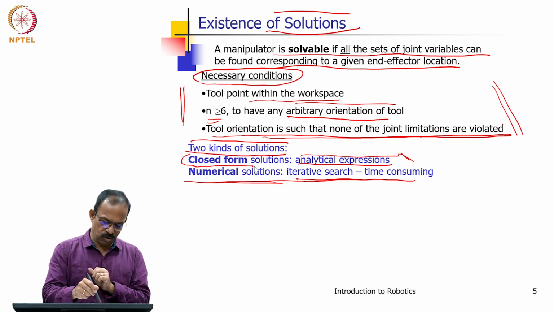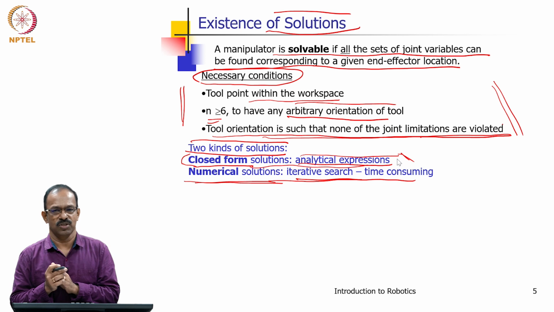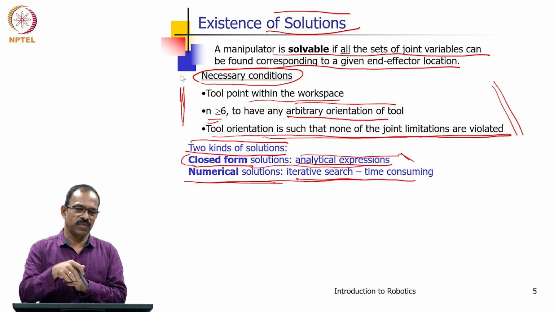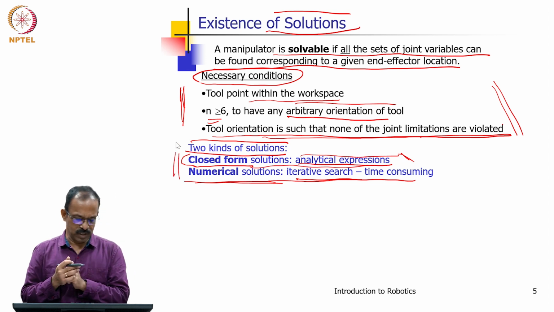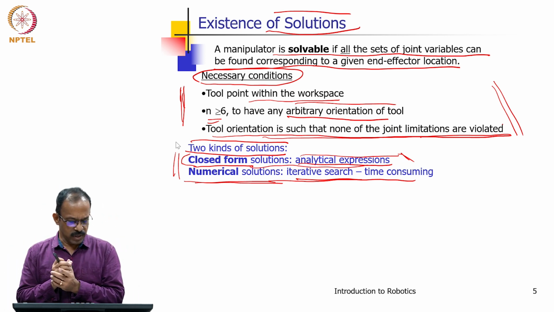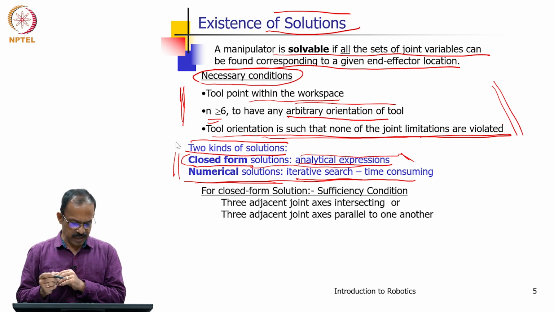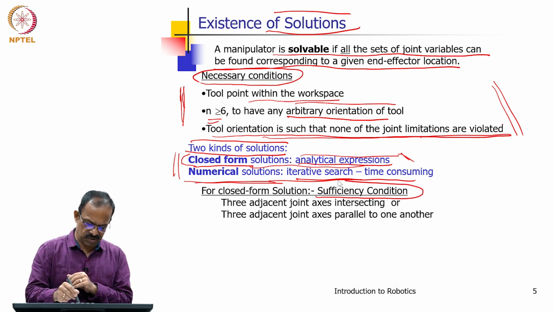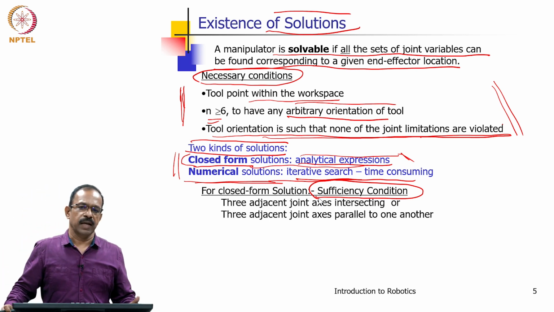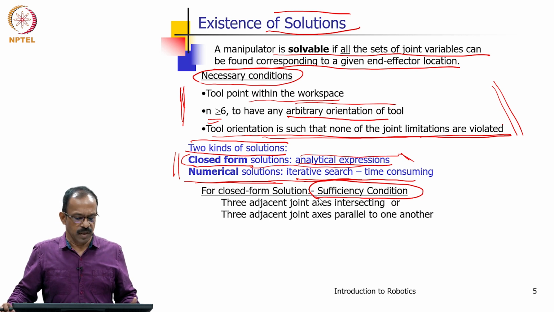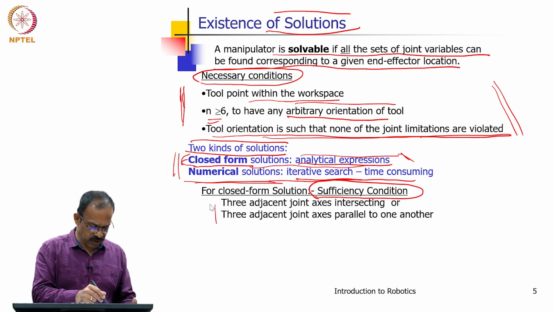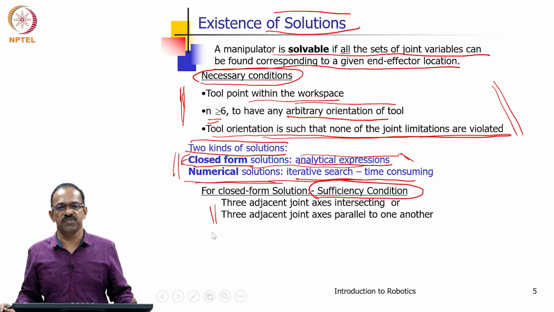So, how do we know whether there is a closed form solution existing or not? That is the second question. So, the first question was whether it can be solved or not. Now, if it can be solved, which method to be used, whether we go for a closed form solution or a numerical solution. And to get this closed form solution, there is a sufficiency condition. We say that there is a sufficiency condition to get a closed form solution. So, any manipulator can be solved for its inverse using closed form methods if it satisfies the conditions given here. That is known as the sufficiency condition.